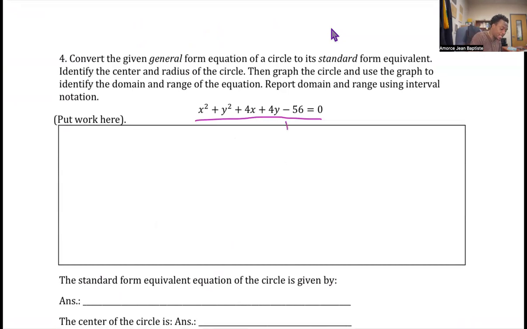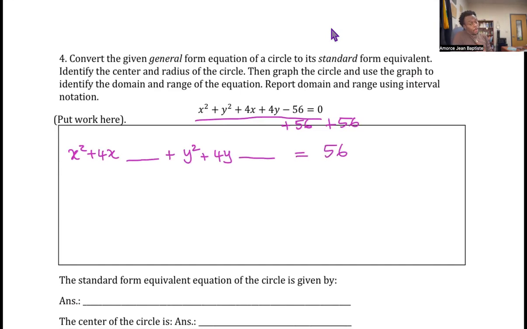First, I will move the constant term to the other side, add 56 on both sides. My equation becomes, I'm going to rearrange the terms, x squared plus 4x, and I'm going to leave some space here so I can put the value that will complete the square, plus y squared plus 4y. Leave some space to complete that square as well, equals 56.